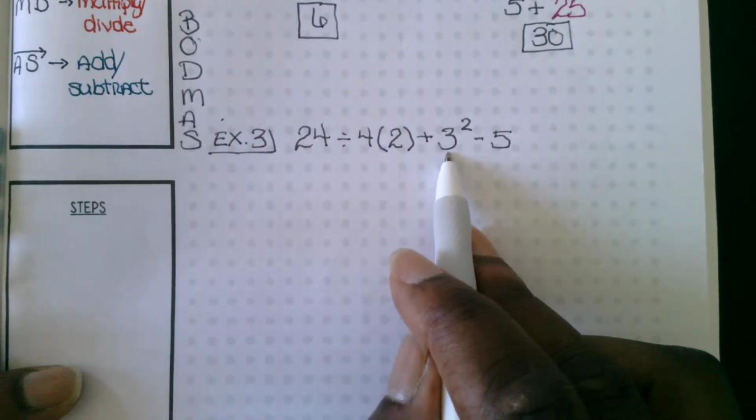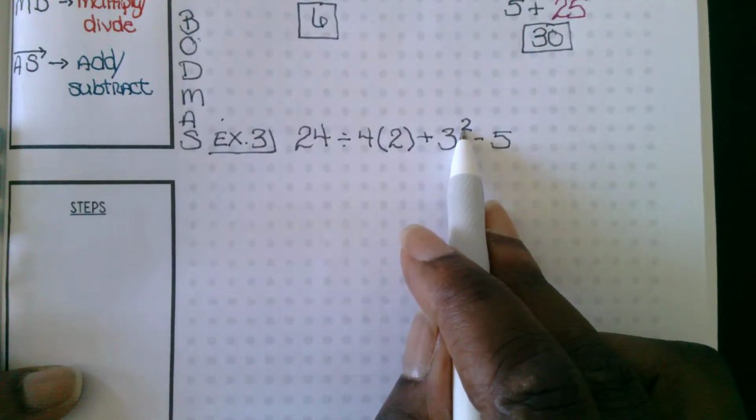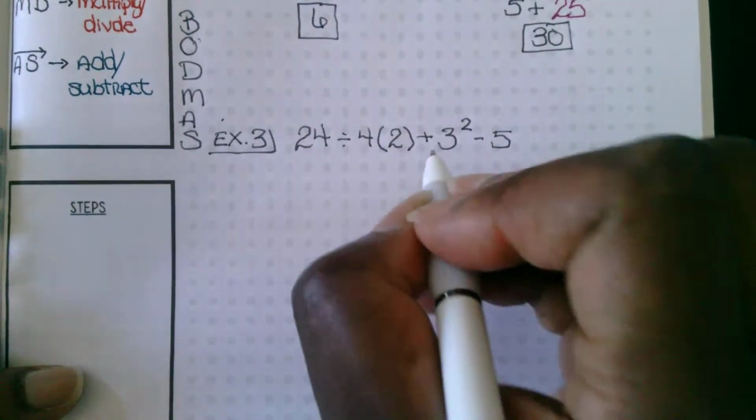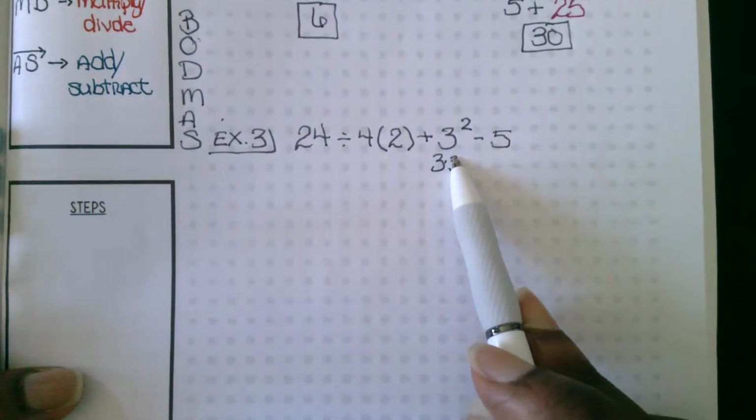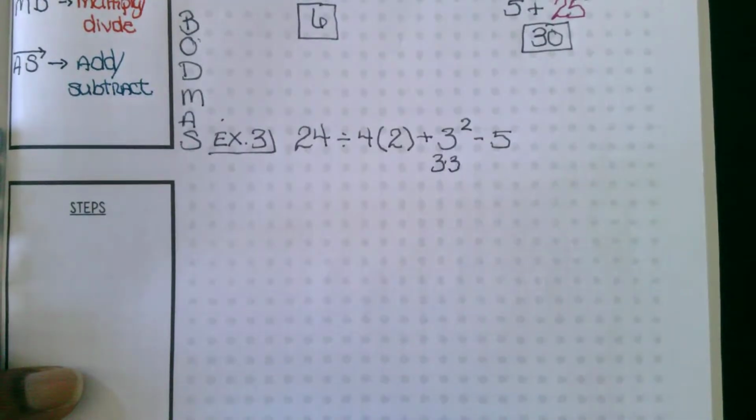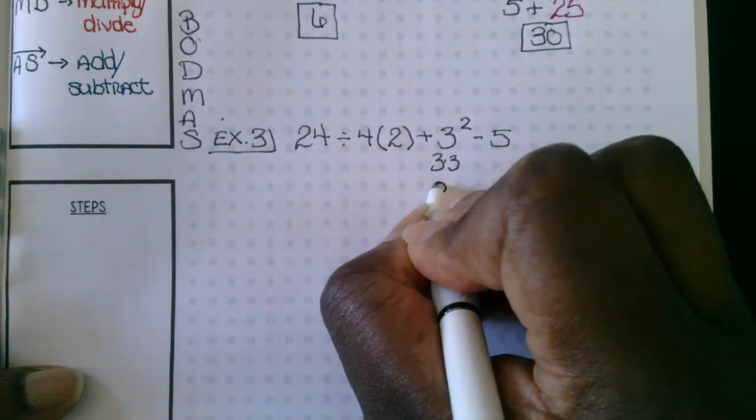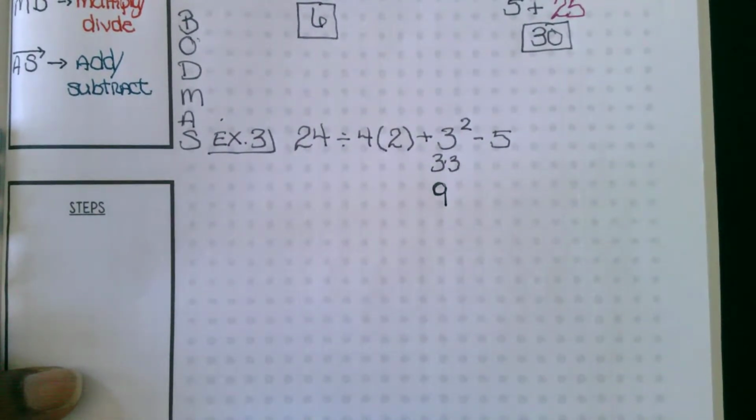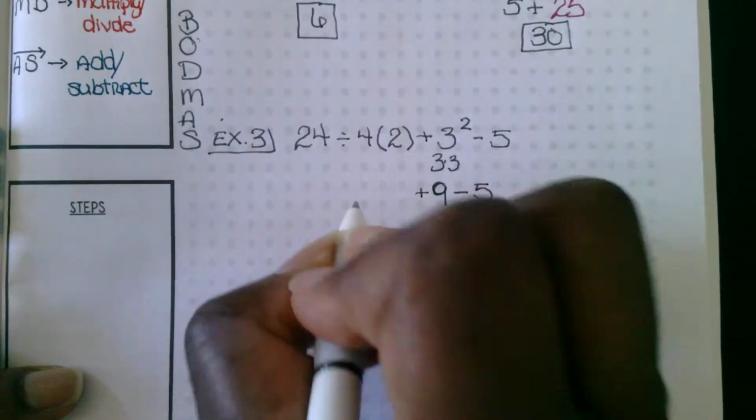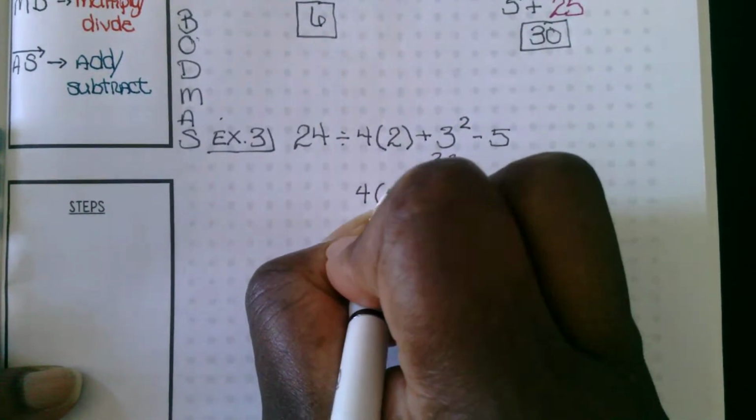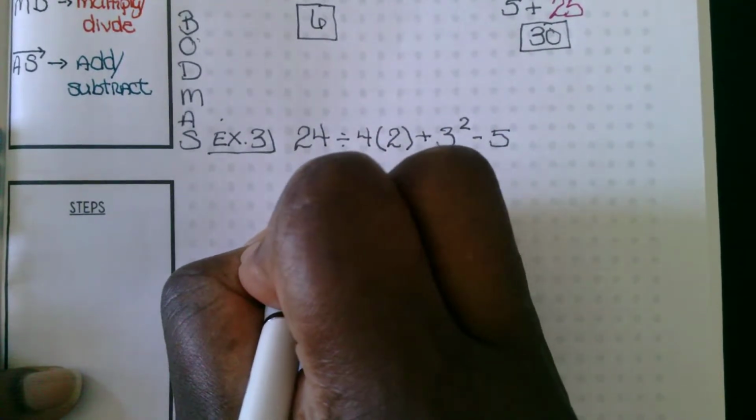So the only thing that's being raised to an exponent is this 3. The 3 being raised to the second power is basically saying 3 times 3. So the exponent is telling the base how many times it's multiplying the base to itself. So that gives us 9. Now, as we get used to everything, we can go ahead and do some combos, skip some steps. But right now, I want to walk you through it step by step.